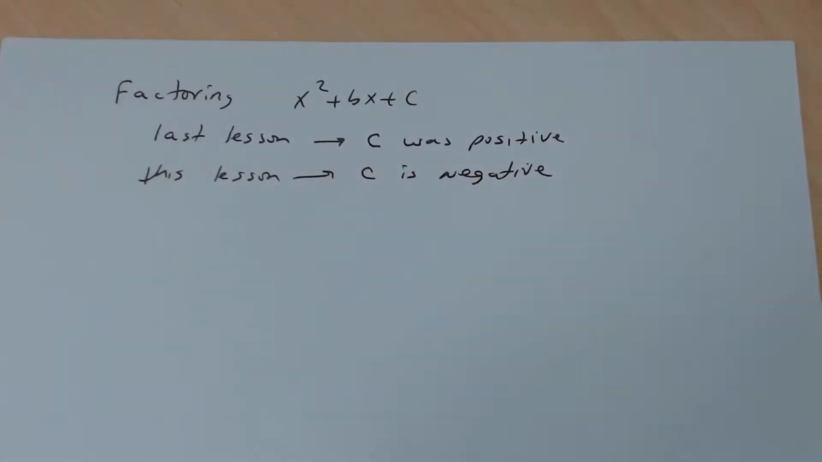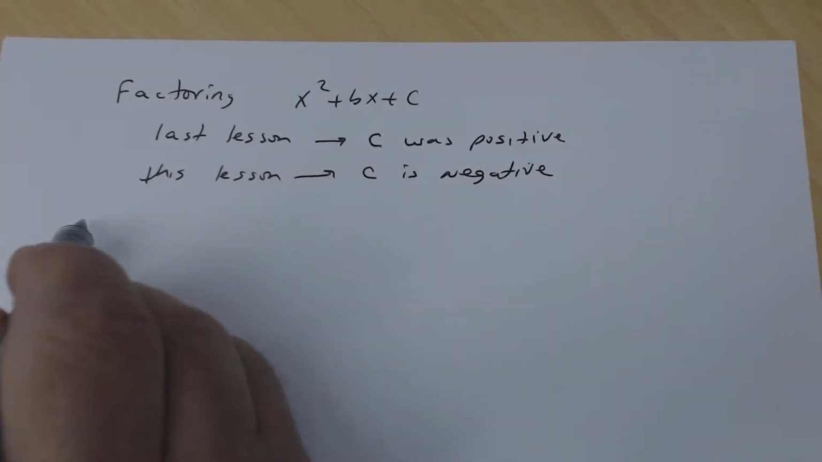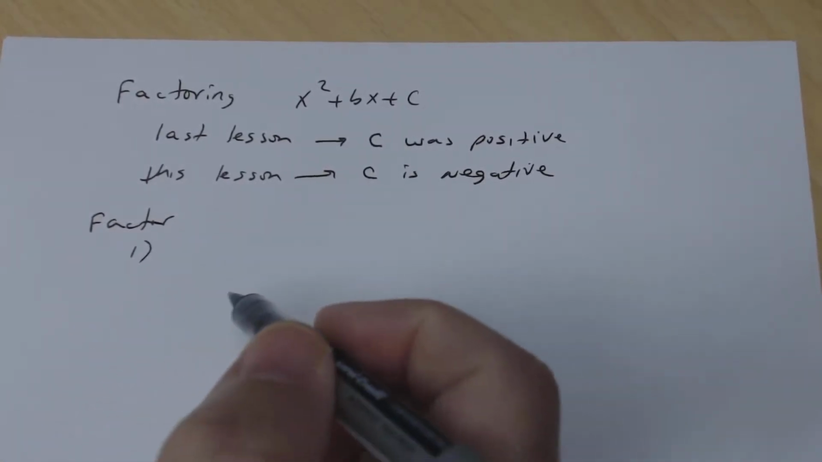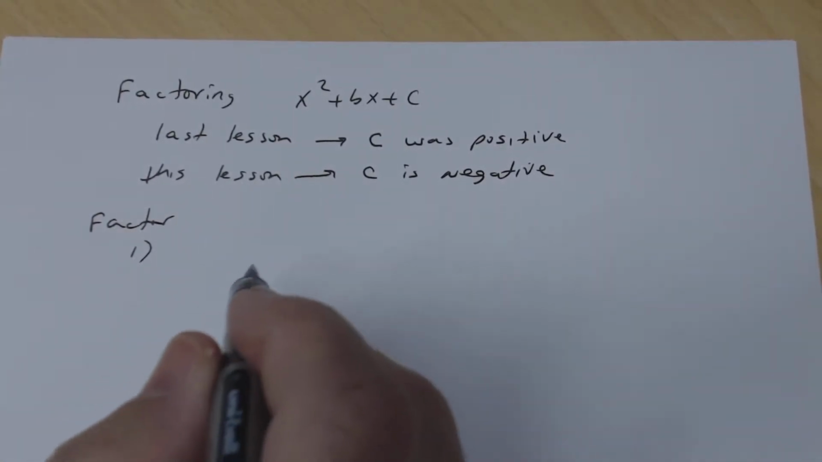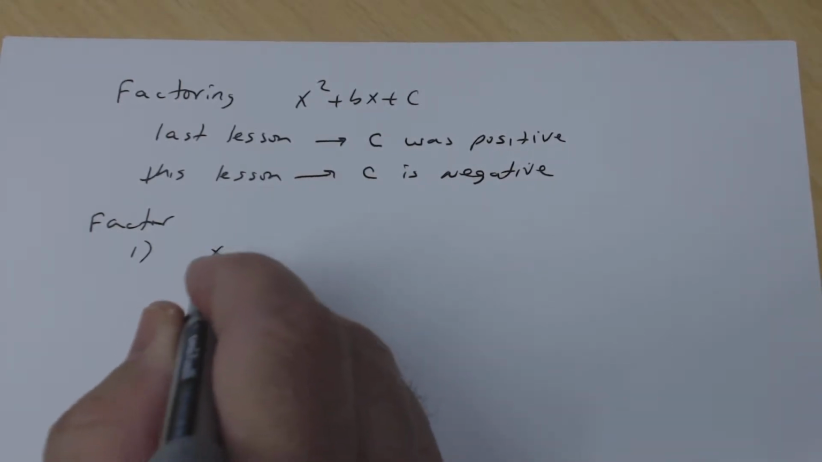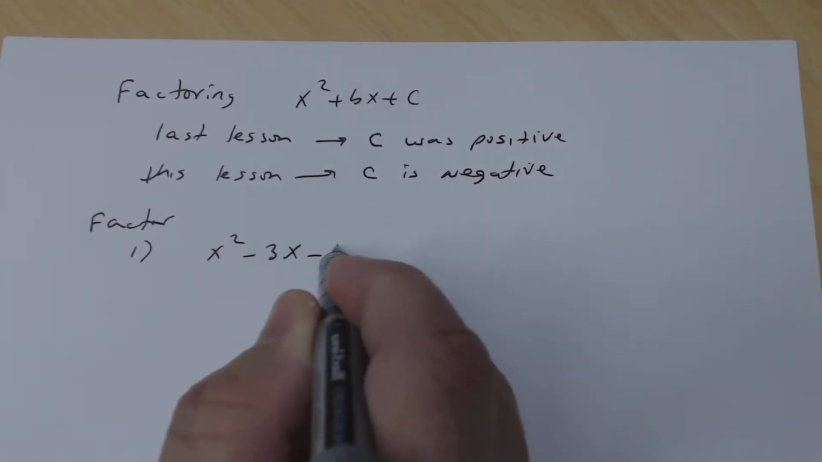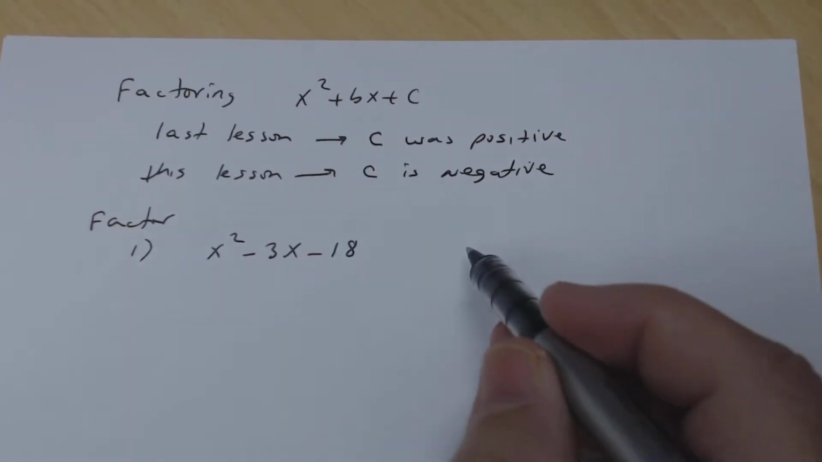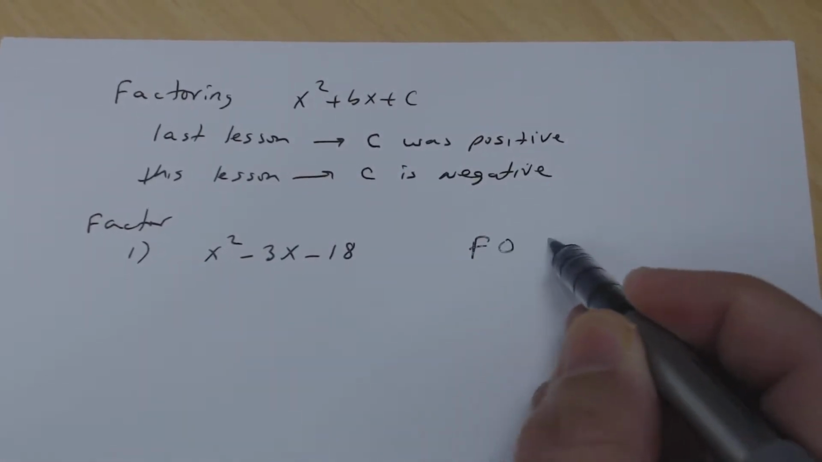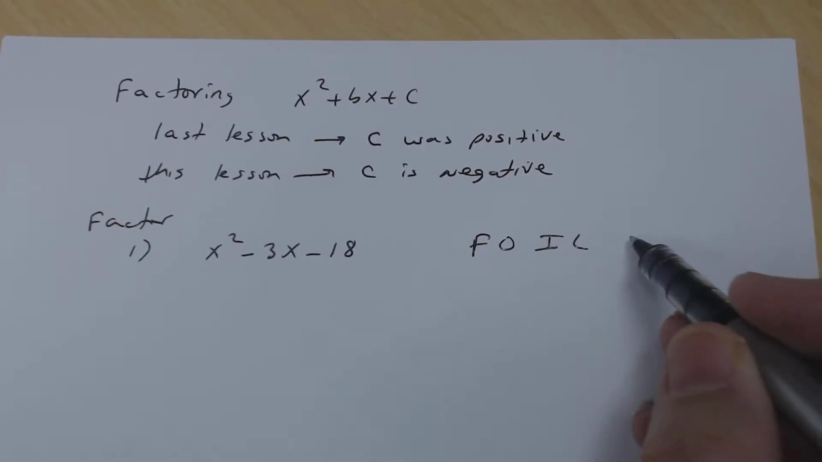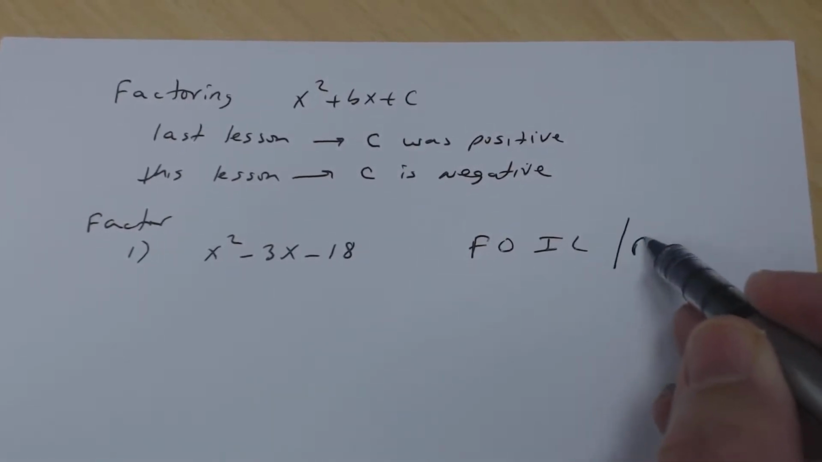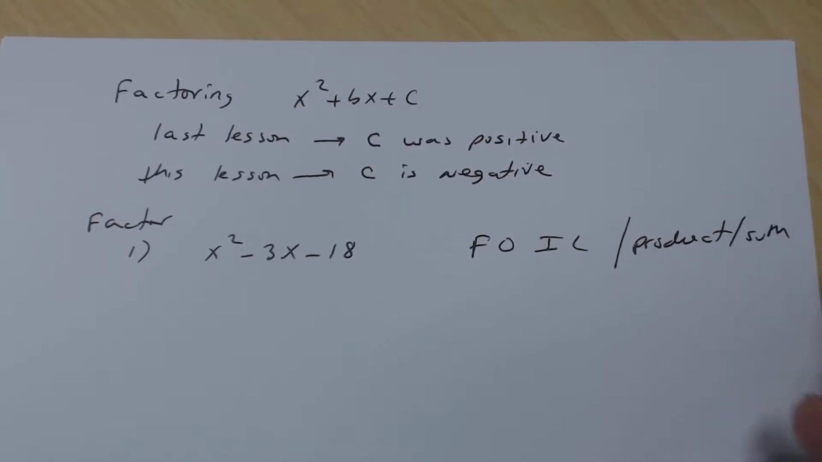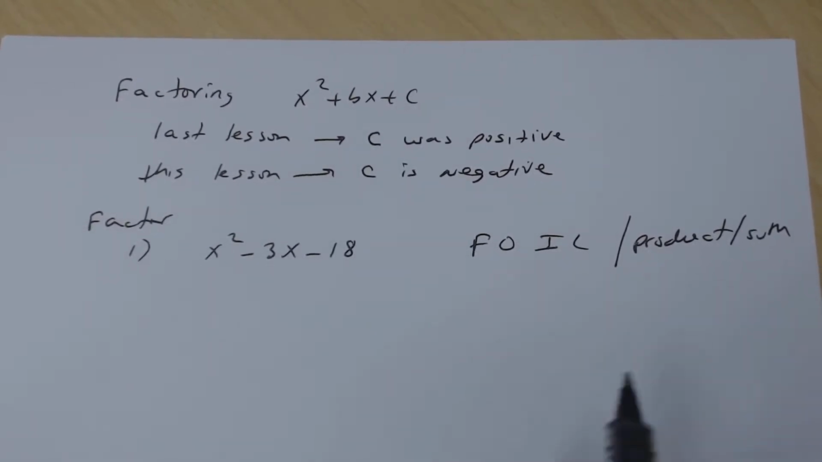Okay, so for example, let's look at this one. Let's say we want to factor x squared minus 3x minus 18. So x squared minus 3x minus 18. Again, we're going to use the idea of FOIL, and we're going to use the idea of product sum. So I'm going to use those two ideas to help us to factor this, just like in the last section.